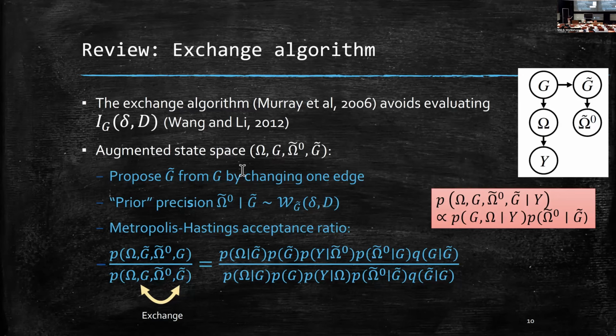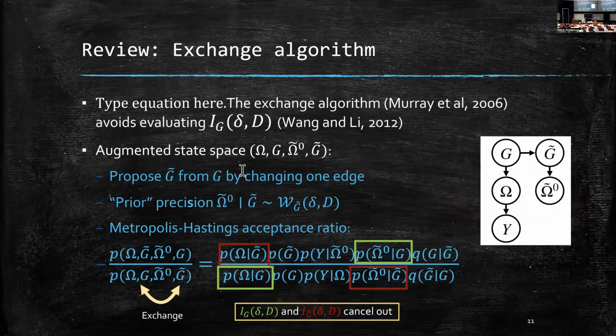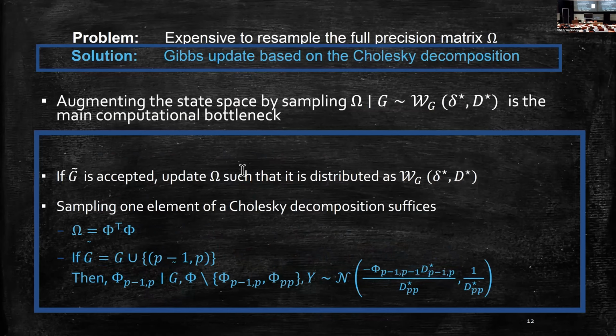The important thing to notice in this expression, without going through all the details, is that you have P of omega given G at the denominator and P of omega tilde given G at the numerator, so the normalizing constants cancel out. Same trick for P of omega given G tilde and P of omega zero given G tilde. And so this trick cancels out the normalizing constant and bypasses the problem of evaluating it. But the problem is that still sampling omega from a G-Wishart is computationally very expensive.